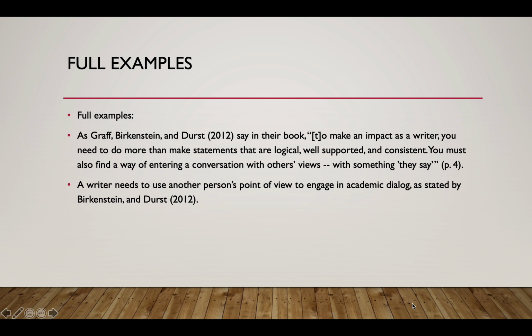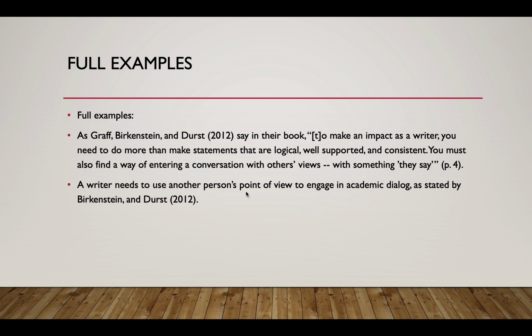So, for example, I have my second sentence right here. In this sentence, I'm not using the direct quote, so I don't need the page number. I just summarize what's going on in that full example in one sentence. I say a writer needs to use another person's point of view to engage in academic dialogue as stated by, and then I list the authors.